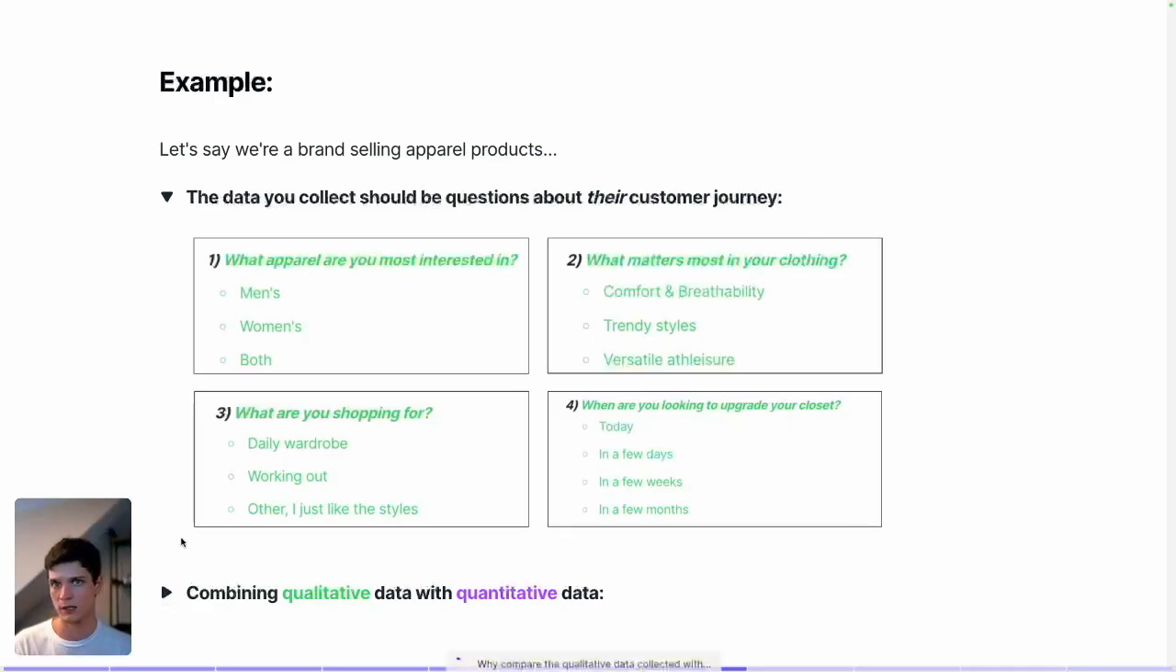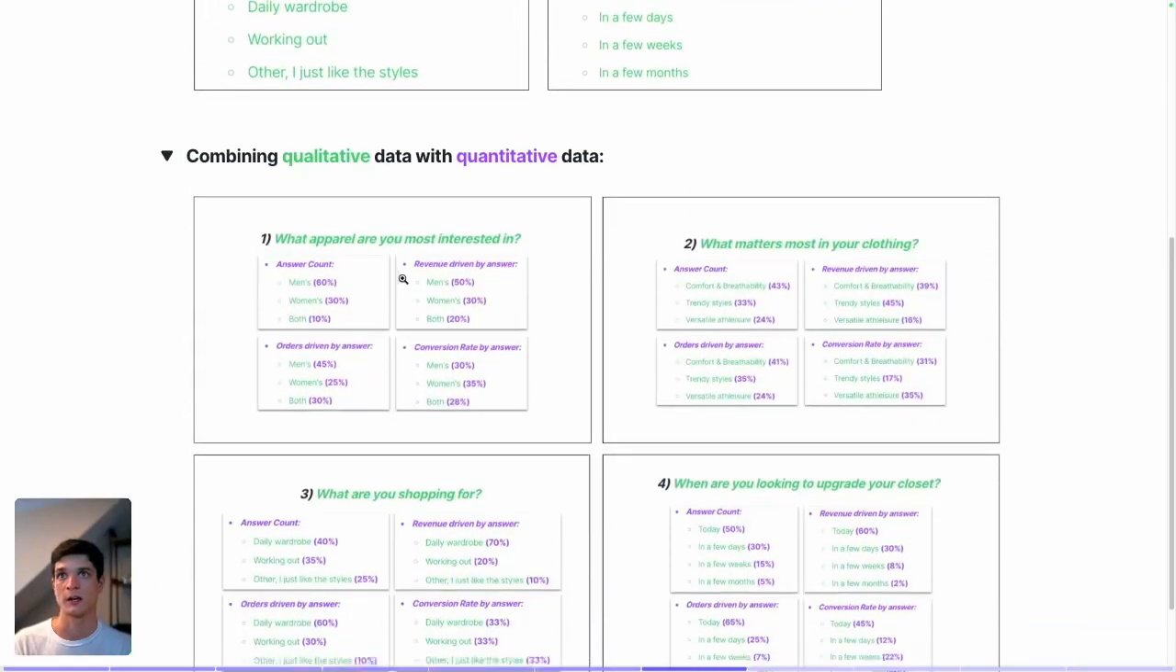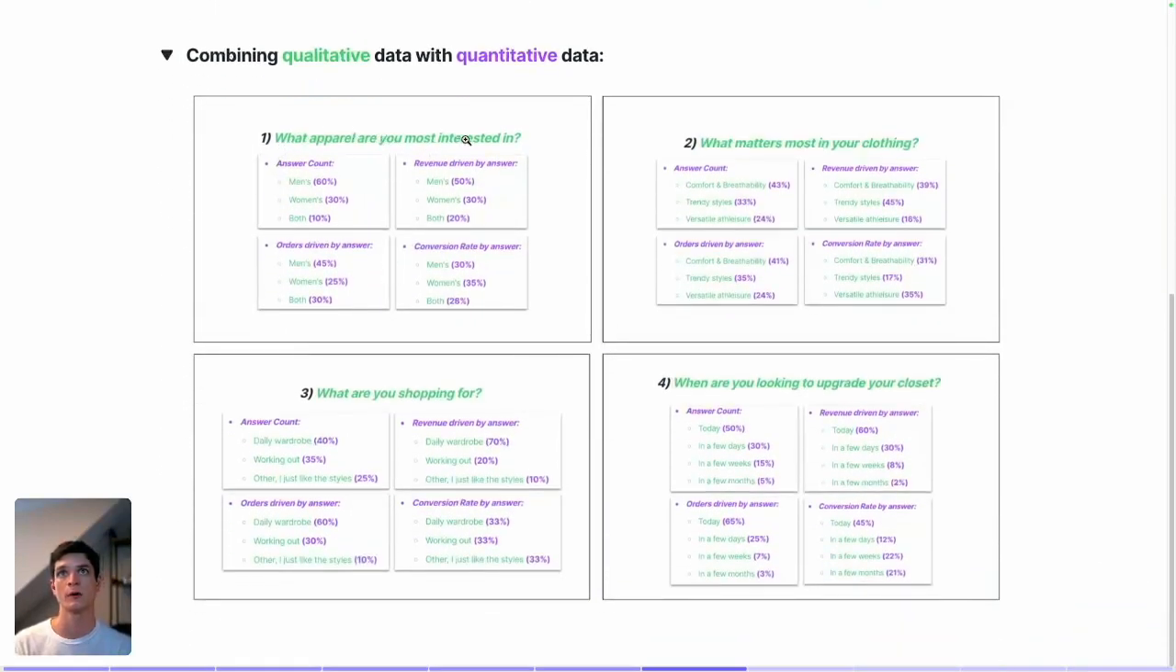And combining qualitative data with quantitative data looks something like this, where we have each qualitative data point represented in green, and in purple we have 4 components of quantitative data. And it's important to combine them, again, because you need to be able to separate what's working and why. And you have to be able to separate correlation from causation when you go to analyze the data so that you get a full picture about what's working, what isn't.